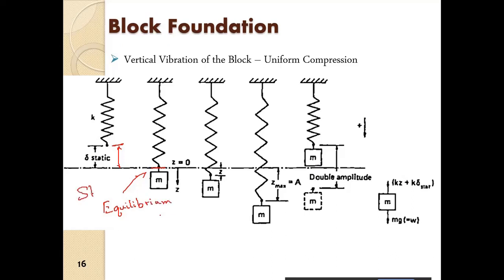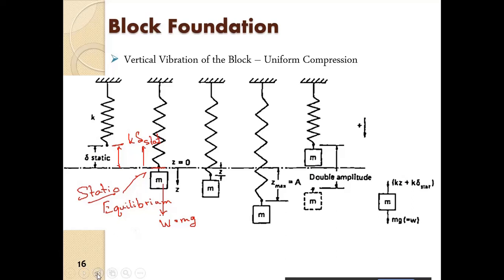Okay, static equilibrium condition for the mass and the spring. So we have the spring force k delta stat, and we have the weight of the mass pulling it down, that is W is equal to mg. So this is the static equilibrium.